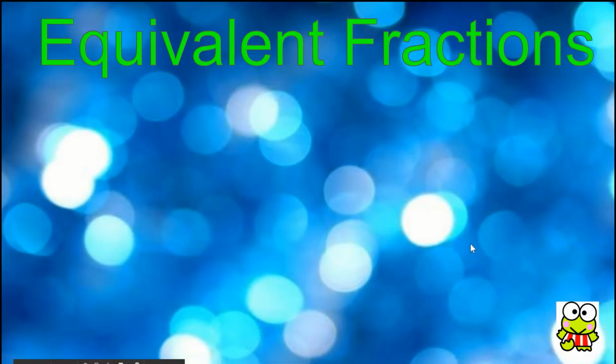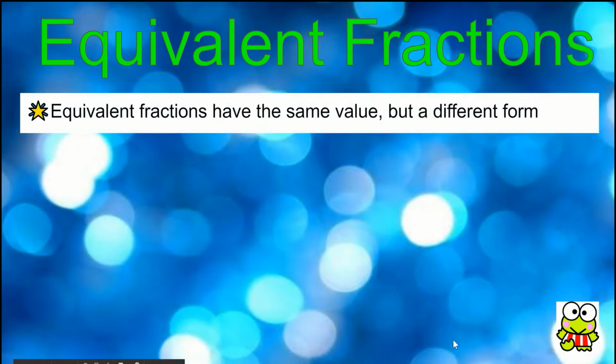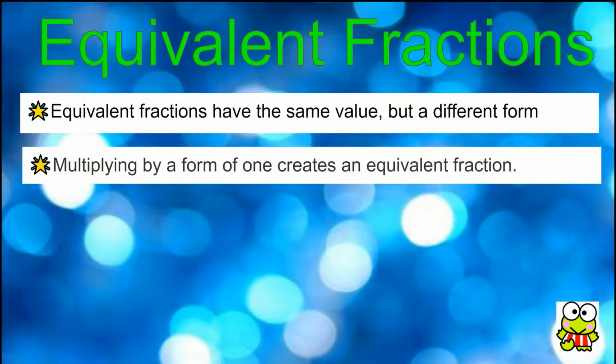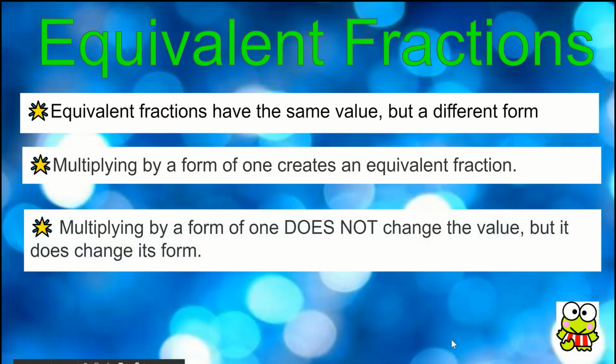Here are some big ideas to keep in mind when you work with equivalent fractions. Equivalent fractions have the same value but a different form. Multiplying by a form of 1 creates that equivalent fraction. Multiplying by a form of 1 does not change the value, but it does change its form.